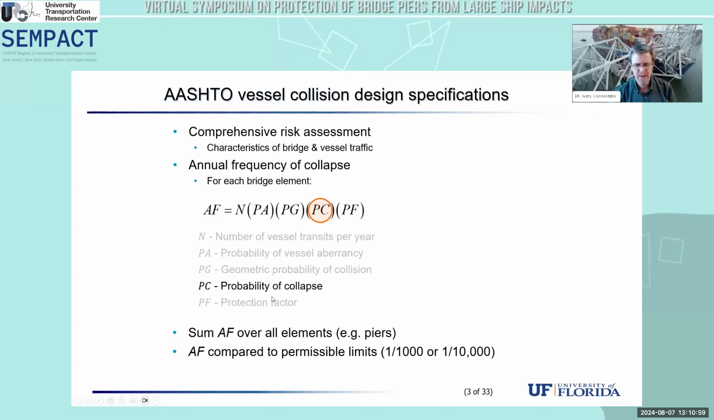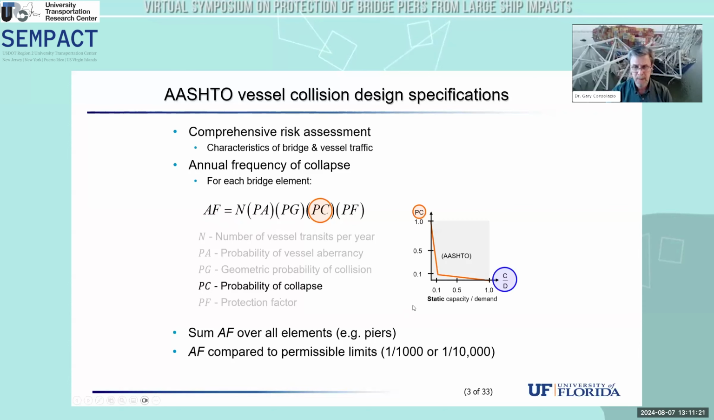And I've grayed out some of the things I'm not going to be talking about here in great detail, but I'll go ahead and name them. These include the number of transits of a particular type of vessel or vessel group, the probability of aberrancy, the geometric probability that an aberrant vessel would actually strike an element like a bridge pier, a protection factor, and then finally, the probability of collapse expression.